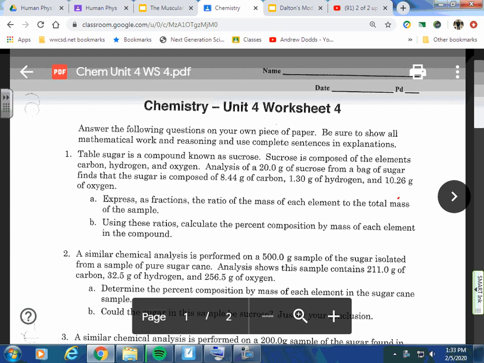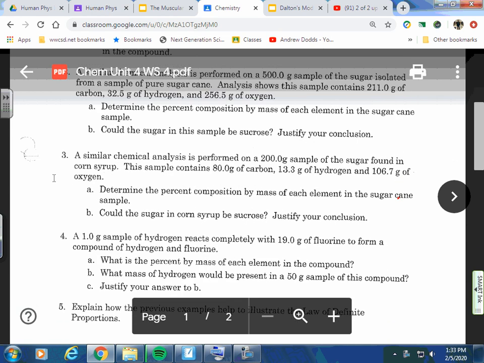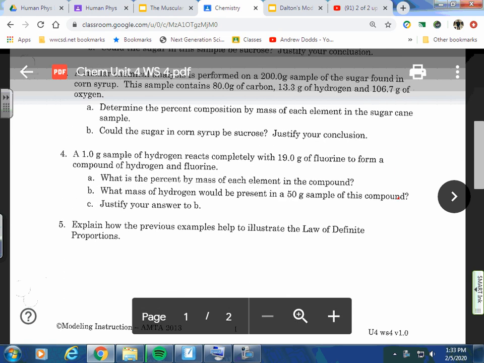So finishing up Unit 4, Worksheet 4. This whole front side, like I said, was all about the law of definite proportions. I know we talked about a couple different laws, law of definite proportions and law of multiple proportions, and it's easy to get them mixed up. But with law of definite proportions, we're only looking at one compound, one particular compound, like H2O, something like that.